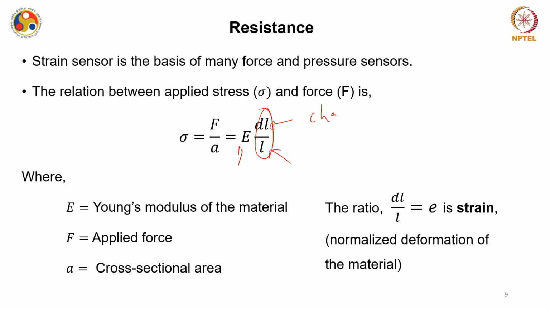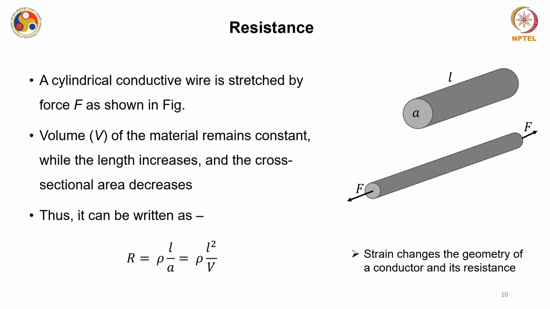So strain is e equals dL by L. Consider that a cylindrical conductive wire is stretched by a force F, as you can see over here. This was the original wire, with cross-sectional area A. Now I am using a force which is stretching it. The volume of the material remains constant while the length has increased. Because of this increase in length, the cross-sectional area has decreased. So A has decreased while L has increased in this case.